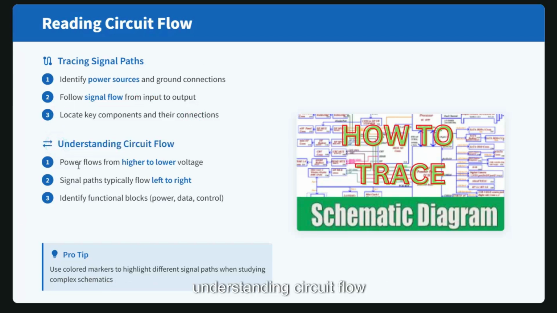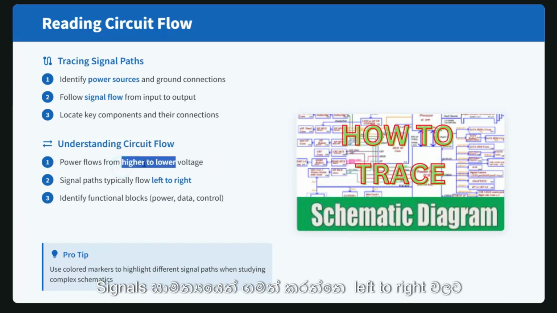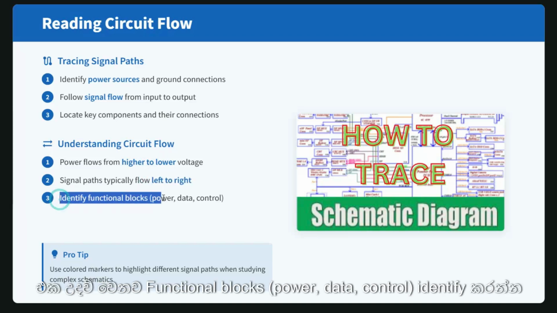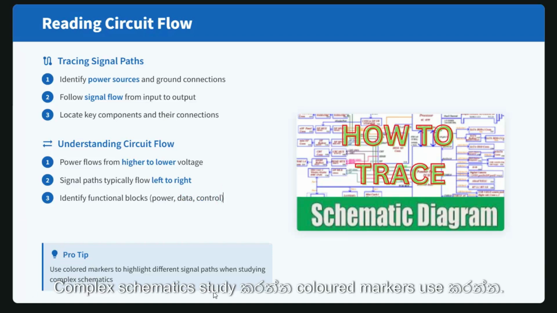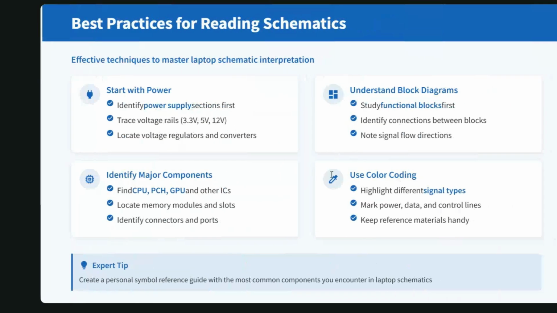When understanding circuit flow, remember that power flows from higher voltage to lower voltage. Signal paths typically move from left to right, and it helps to identify functional blocks such as power, data, and control. Pro tip: use colored markers to highlight different signal paths when studying complex diagrams.